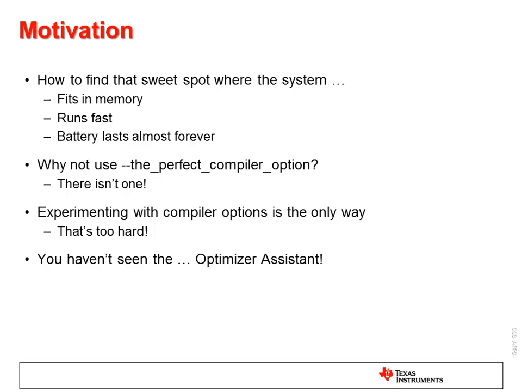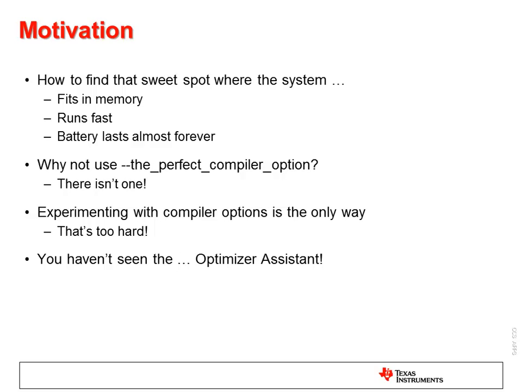Of course, when you're building your system, you want to try and find that sweet spot where the system just barely fits in the memory you bought, runs really fast, responds to your user input very quickly, and the battery lasts, well, almost forever. Of course, the best way to get this sweet spot is to use --the-perfect-compiler-option. Oh, wait a second, there isn't an option like that.